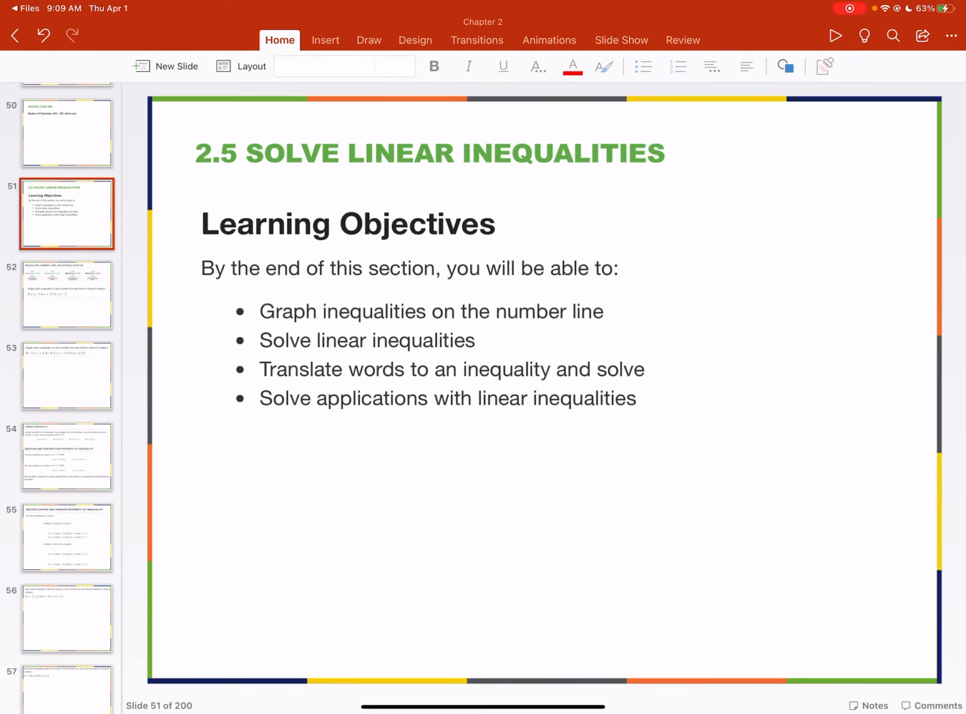Hello, welcome to section 2.5 where we're going to be solving linear inequalities. Super fun. No, I mean it, I'm not kidding. Okay, so first of all, we're going to talk about what they are, what they look like, how they look graphically, and how to use inequalities in solving word problems, which I know everybody here loves.